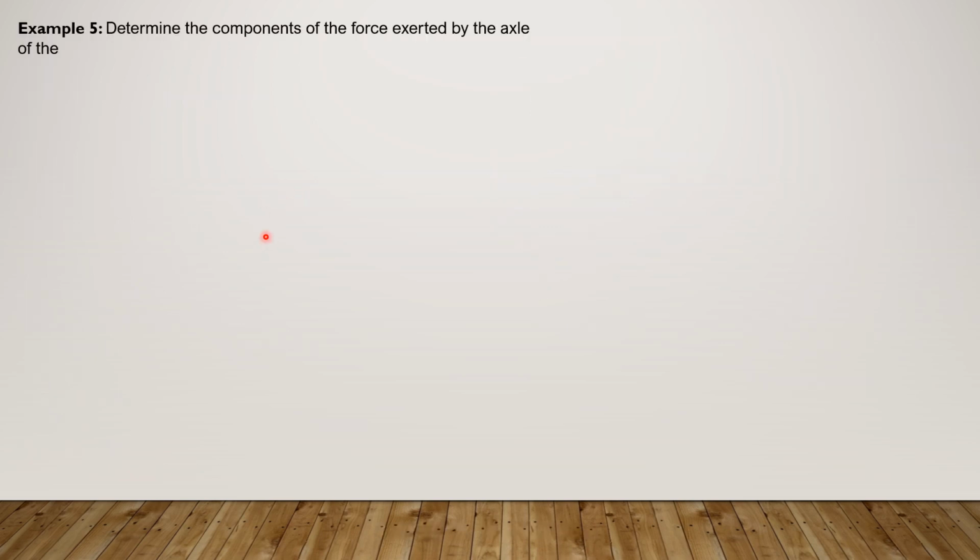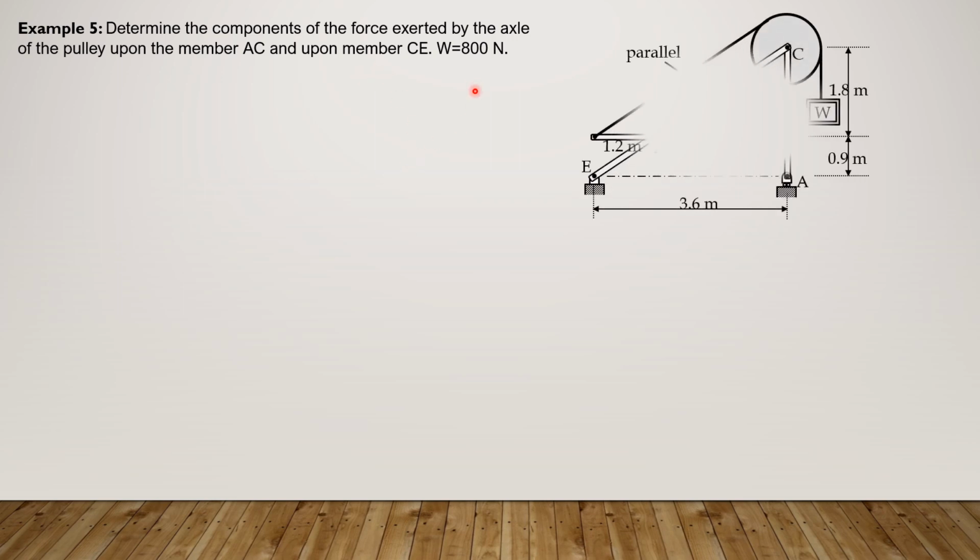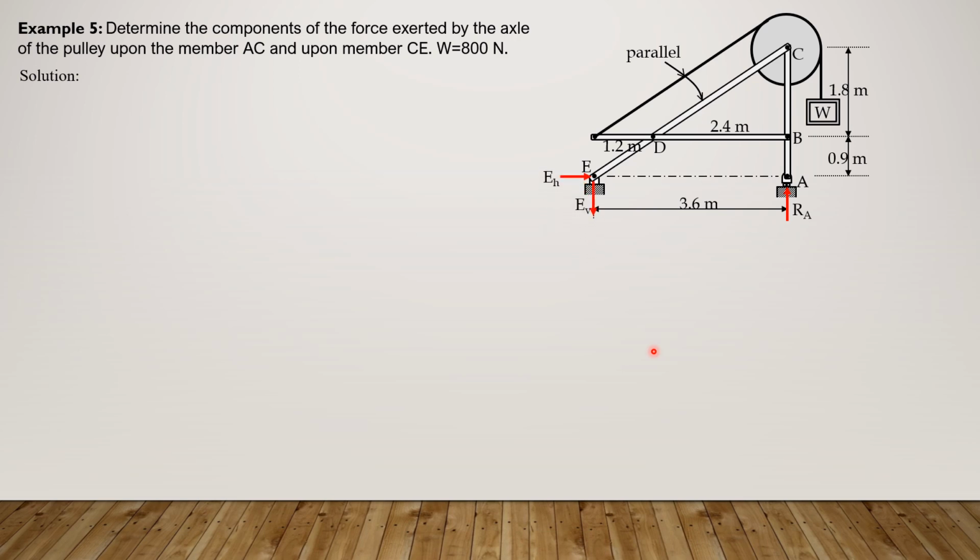Determine the components of the force exerted by the axle of the pulley upon the member AC and upon member CE. The weight is equal to 800 newtons. So this is the figure. So we have a roller support at A, then at E, a pin. But if we consider the whole system, so that's R sub A, E sub H, and E sub V.